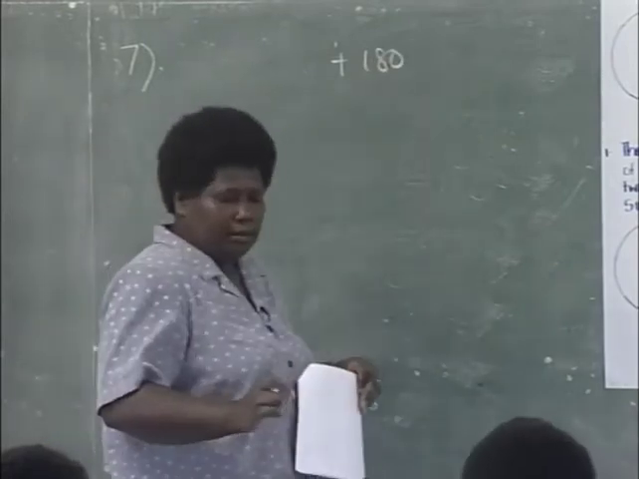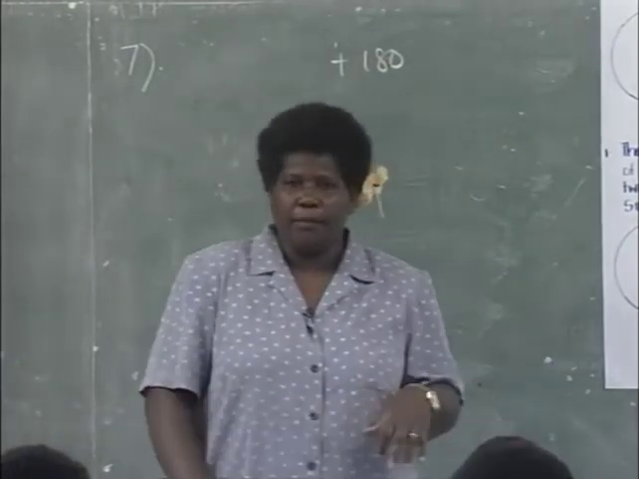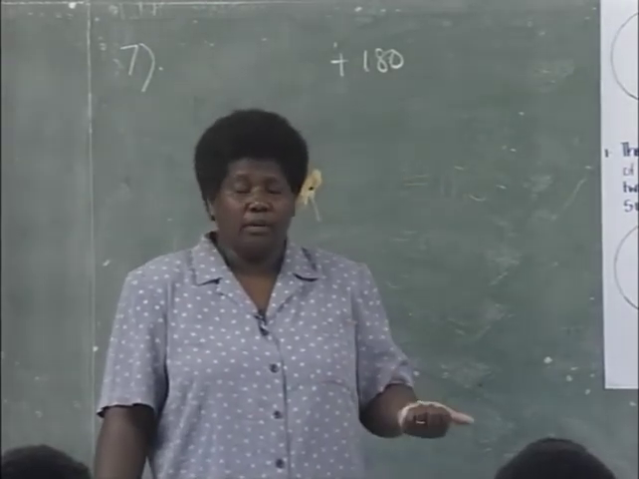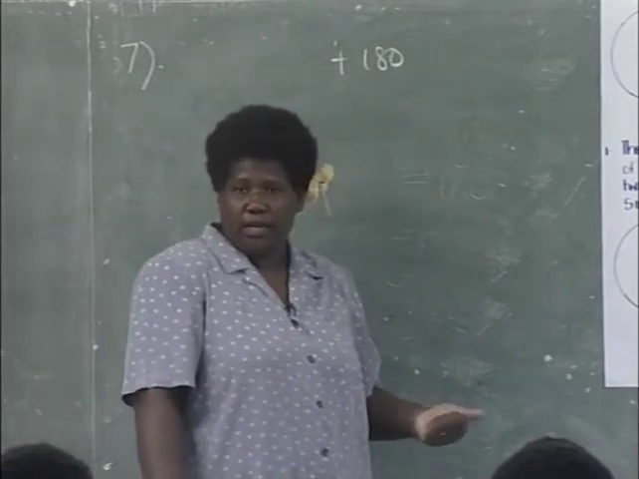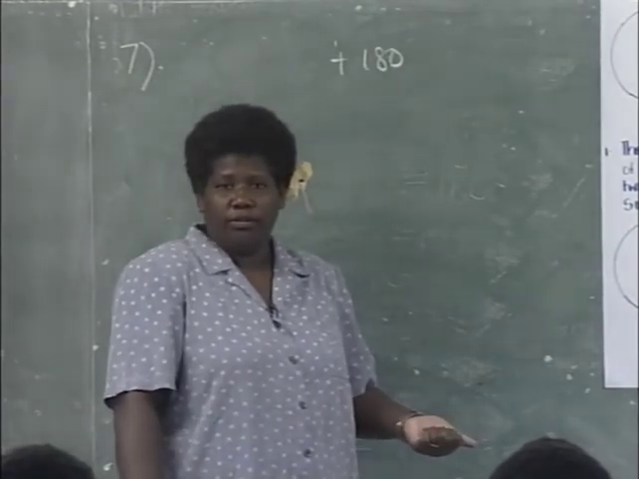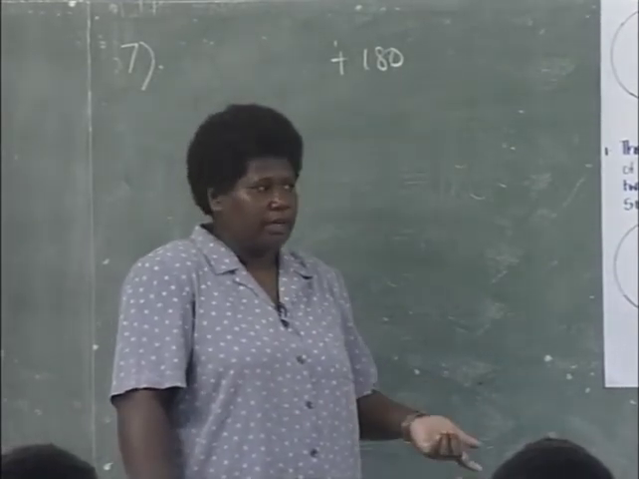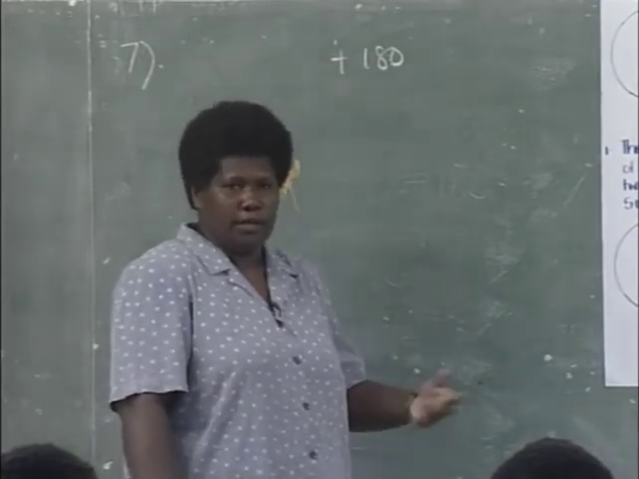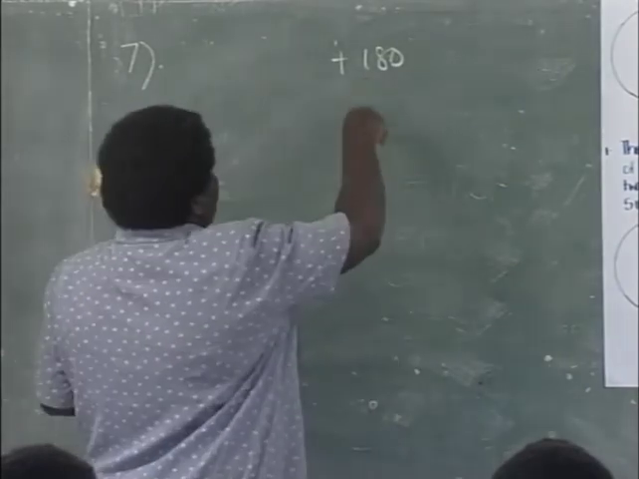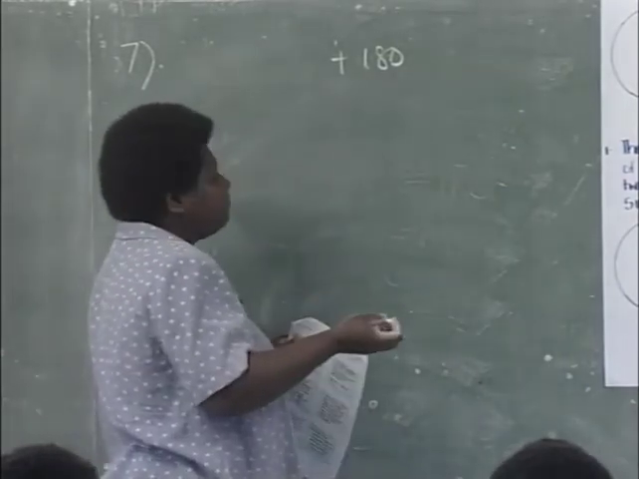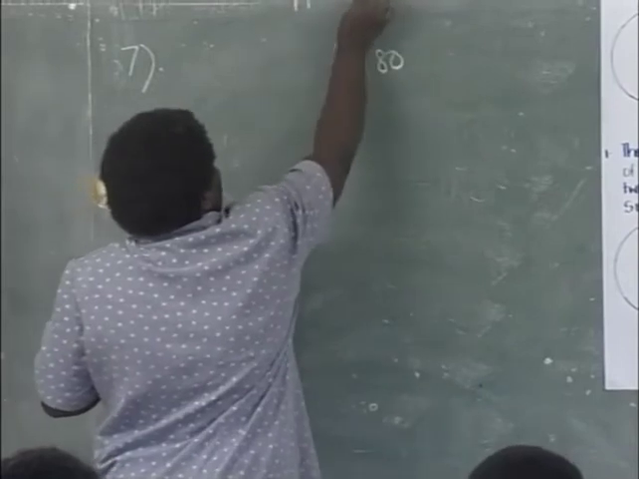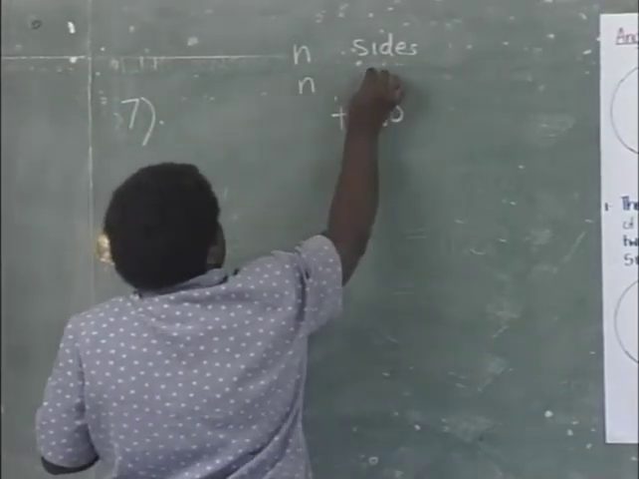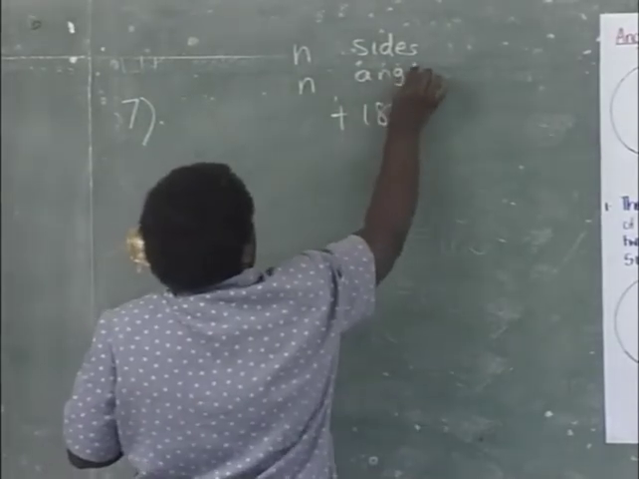Okay, remember also another thing. If a polygon has n sides, it also has n angles. Like if a polygon has 3 sides, which is a triangle, a triangle has also 3 angles. A quadrilateral has 4 sides, it also has 4 angles, and so on. If this is a polygon that has n sides, it also has n number of angles.